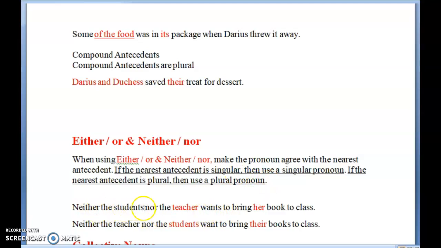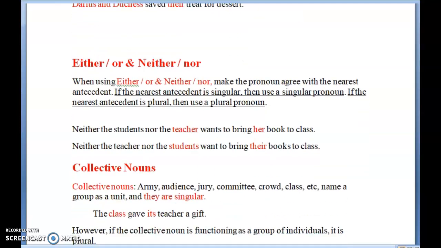Neither the student nor the teacher, singular, and since teacher is closest to the pronoun, these two must agree. Wants to bring her book to class. Let's switch them. Neither the teacher, singular, nor the students, now we're plural. Notice the pronoun. It must agree here. Okay, can you see that? All right, let's move on to the last one.